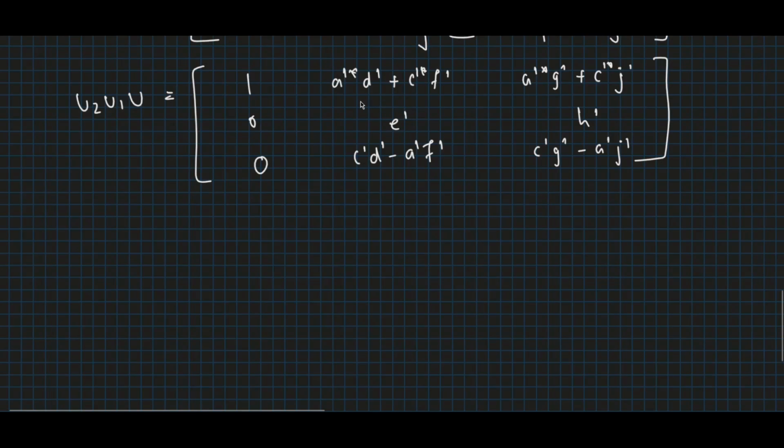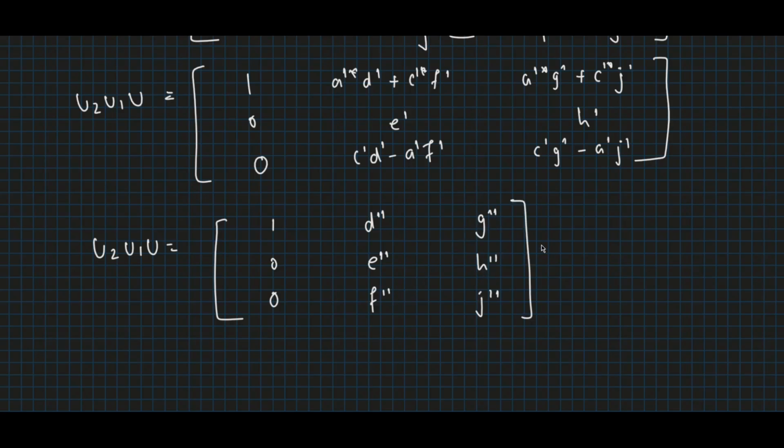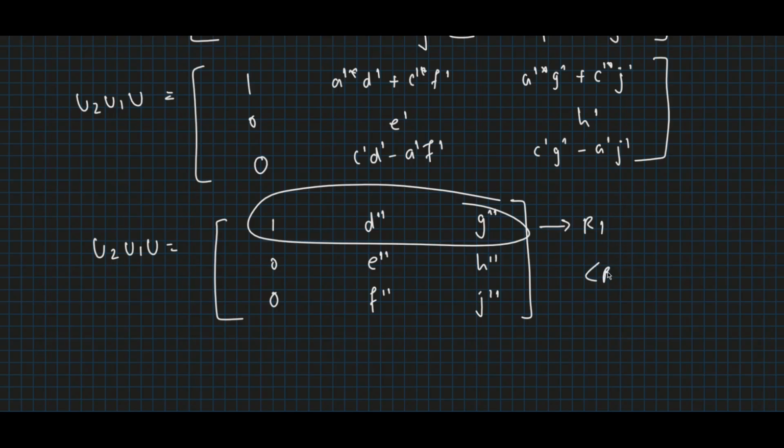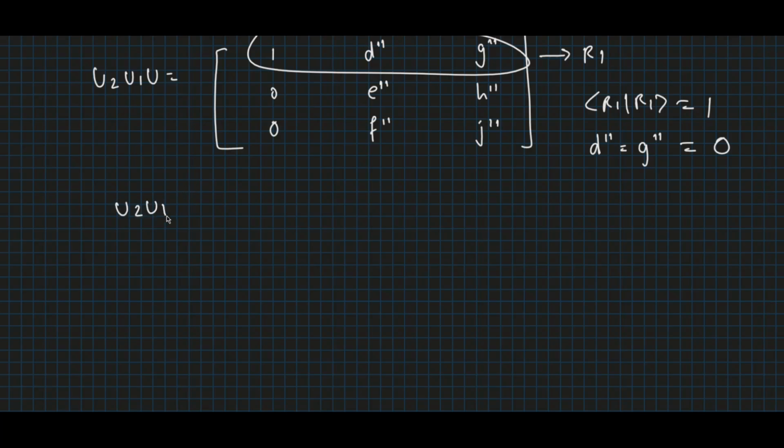Again, we can rename the remaining terms as 1, 0, 0, d'', e'', f'', g'', such that we arrive at this matrix. Now since this whole matrix is also unitary, the rows must be orthonormal. Therefore, this first row R1 should have an inner product equal to 1, and this condition implies that d'' and g'' must be equal to 0. Therefore, U2 U1 U must be equal to 1, 0, 0, 0, 0, e'', f'', h'' and j''.